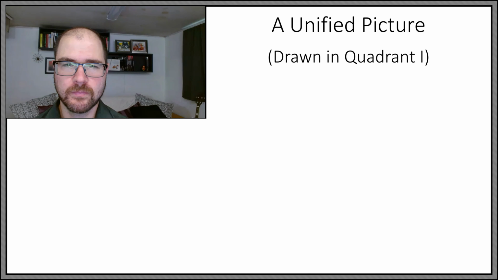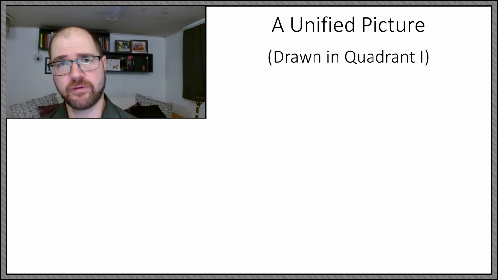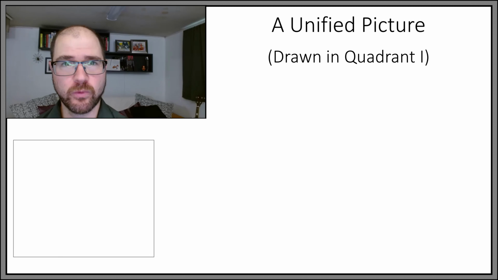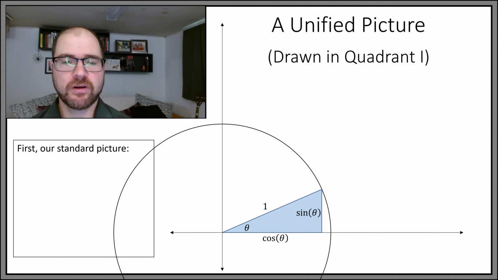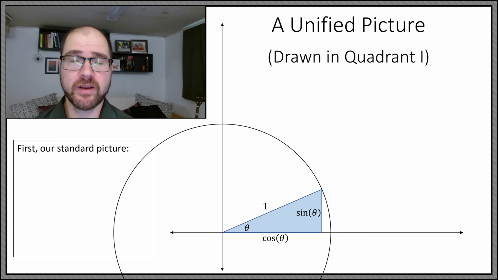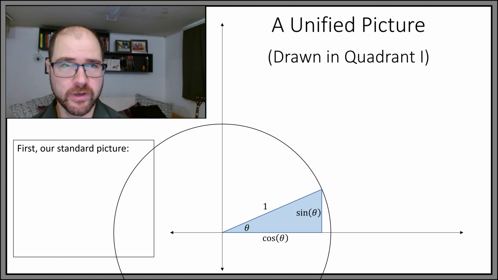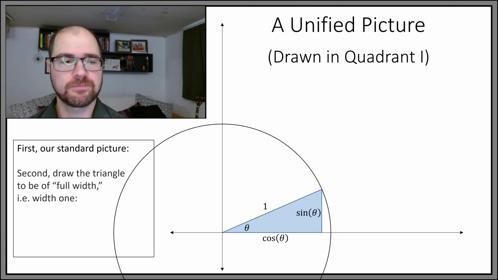Now let's try to unify the ideas of right triangle sines and cosines with circular sines and cosines, which does mean we're going to have to be in quadrant 1. So first we have our standard picture with our unit circle. So we have our coordinate axes, a circle of radius 1 centered at the origin, and we're going to put our standard triangle in there that has a hypotenuse of 1, so that can match up with our radius.